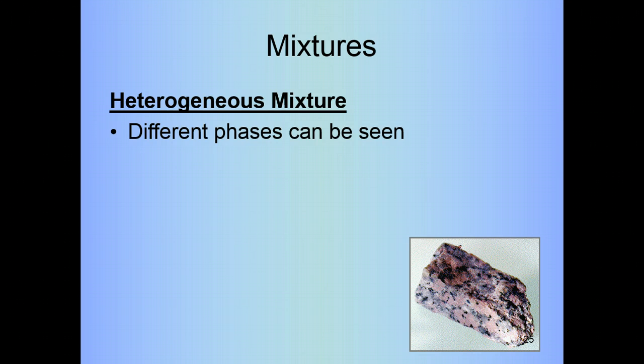Next type of mixture, we've got heterogeneous mixtures, and different phases can be detected. So we see the picture of the granite. A lot of people have granite countertops these days. You have also seen concrete. It's a stone, has little pebbles and things in it, sand. You can detect the different pieces. They can be filtered.